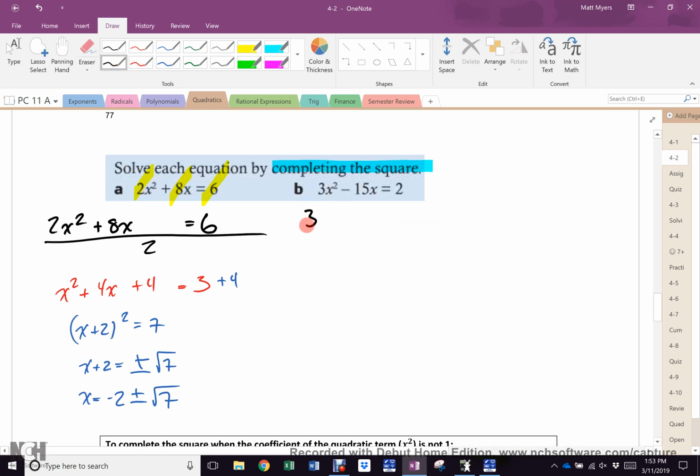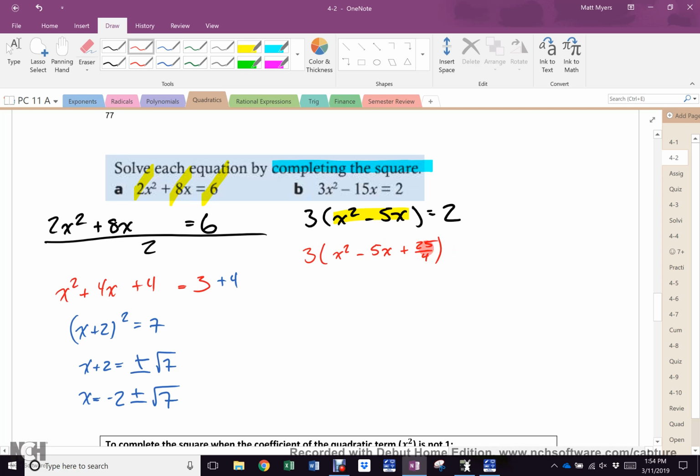Just take the 3 out. Oh, that's a little better. If that 3 wasn't there, would I know what to do? What would I do right there if that 3 wasn't there? What would I do with the 5? I'd divide it by 2 and square it, right? Well, let's see what happens.